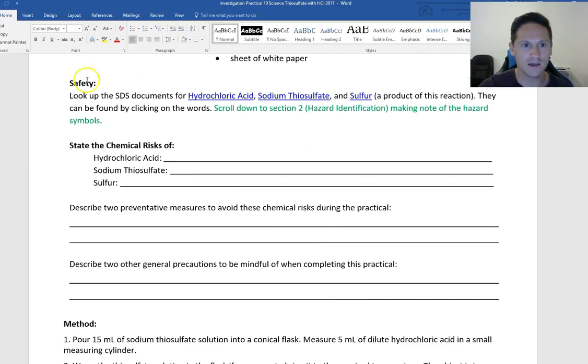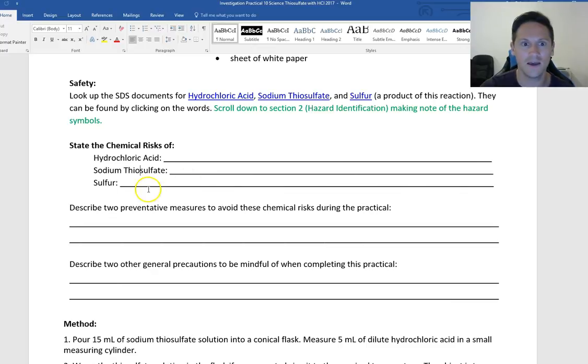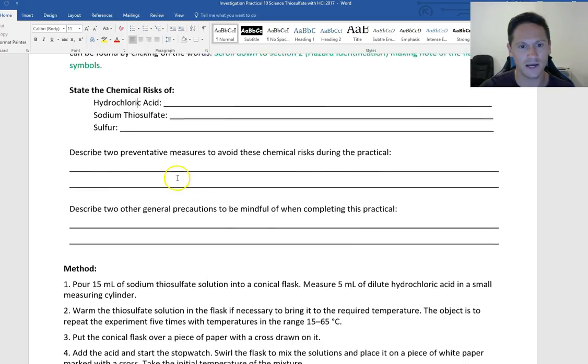Materials are here. Safety, look up the SDS for these chemicals and you'll see the specific chemical risks. Usually the hazard symbols are what you're looking for. For example, the one with the arm with the little thing out of it and the little acid bottle on it, that's your corrosive. So one of these is corrosive. One of these is pretty dangerous in terms of being toxic, and one of them is actually quite harmless. So figure out what those are.